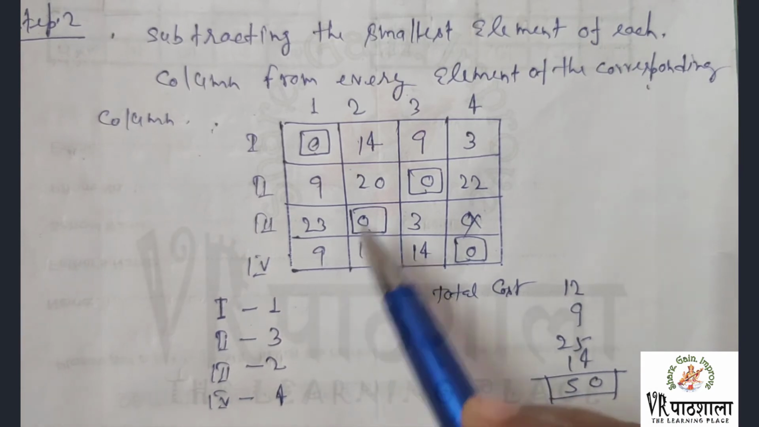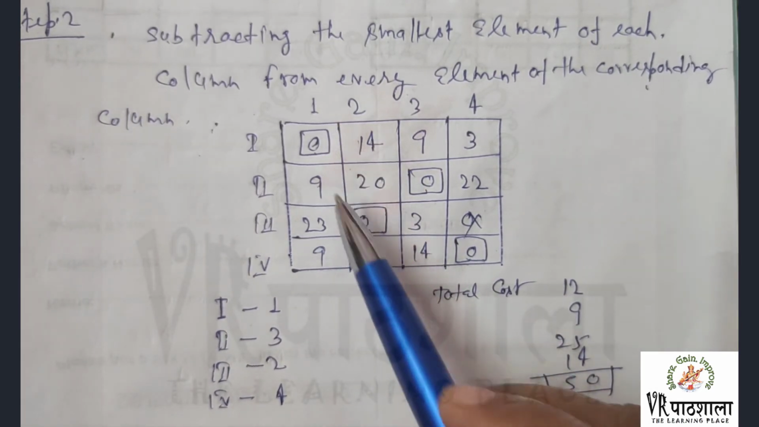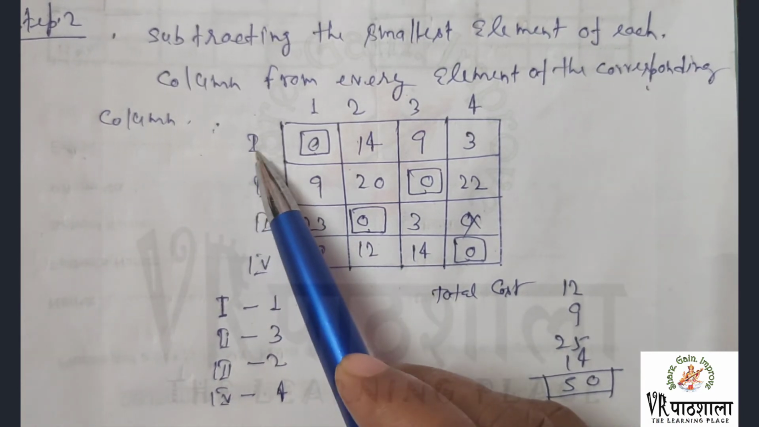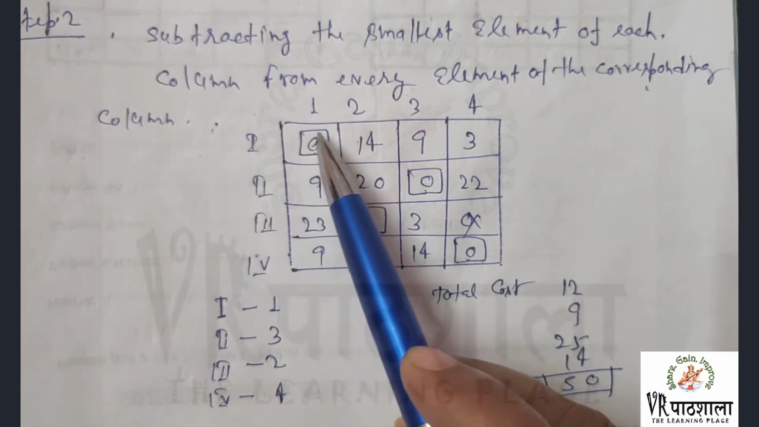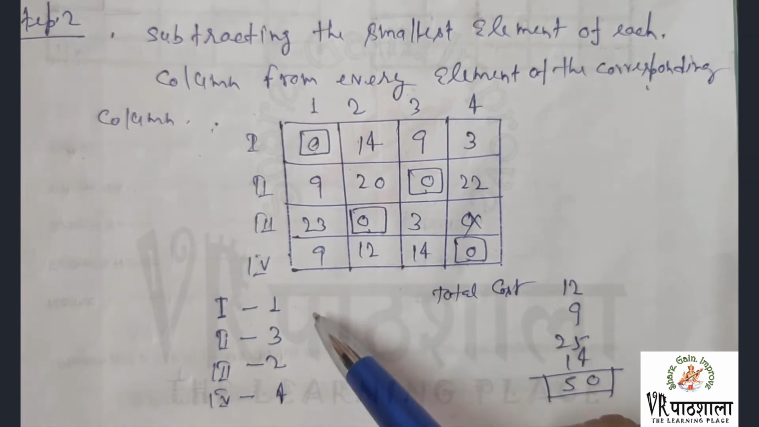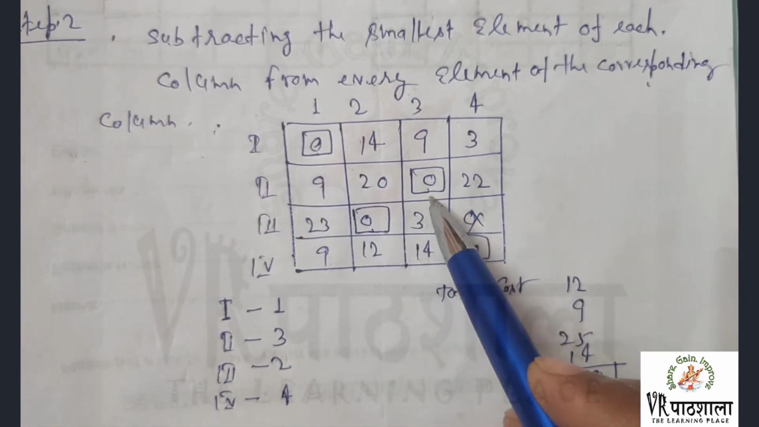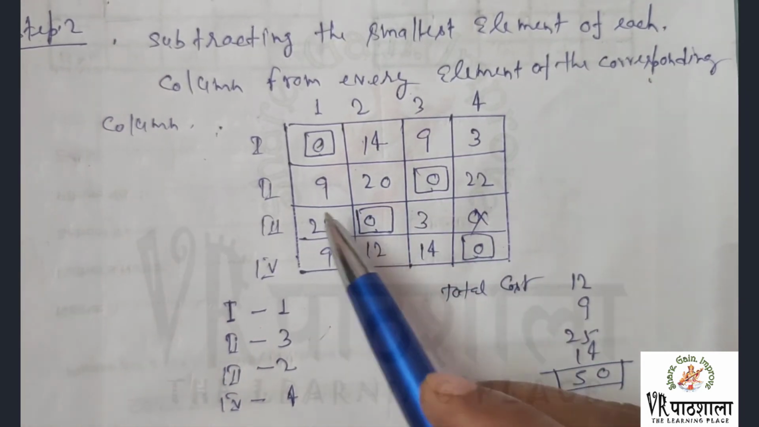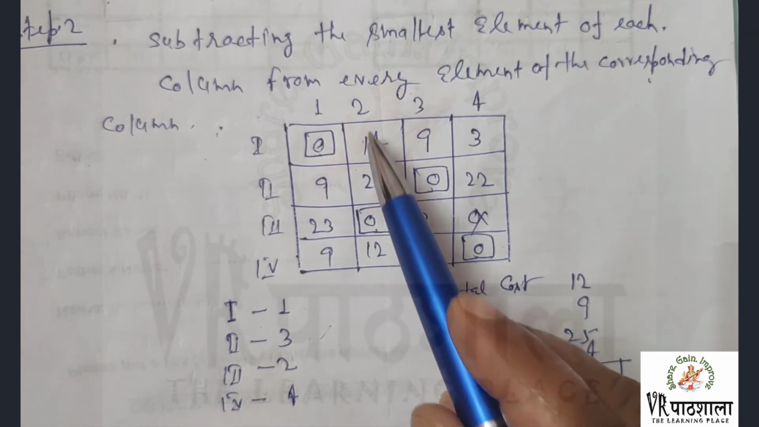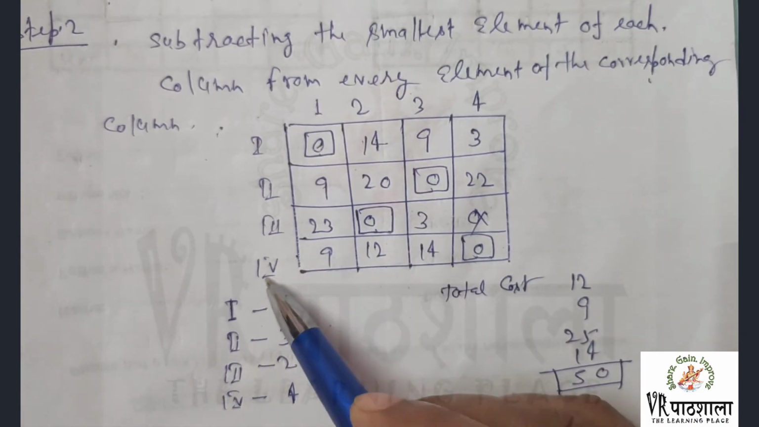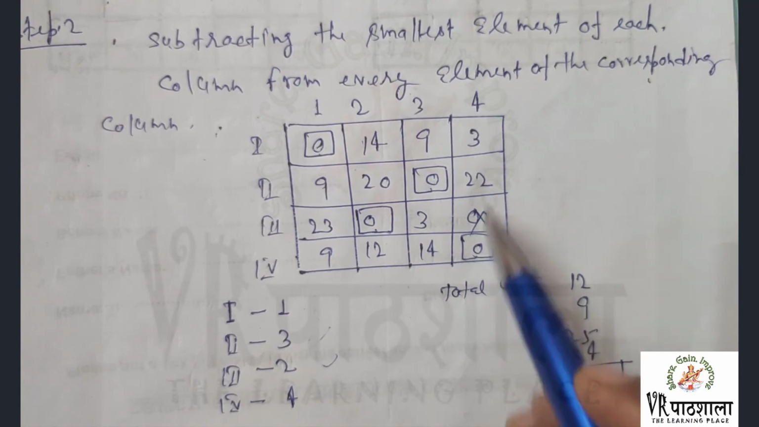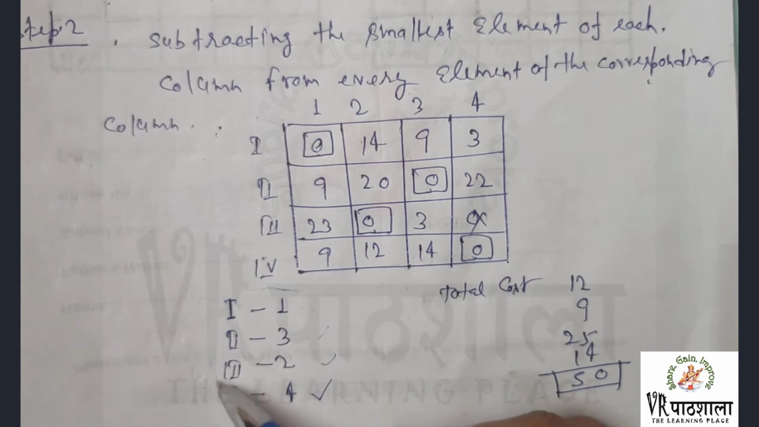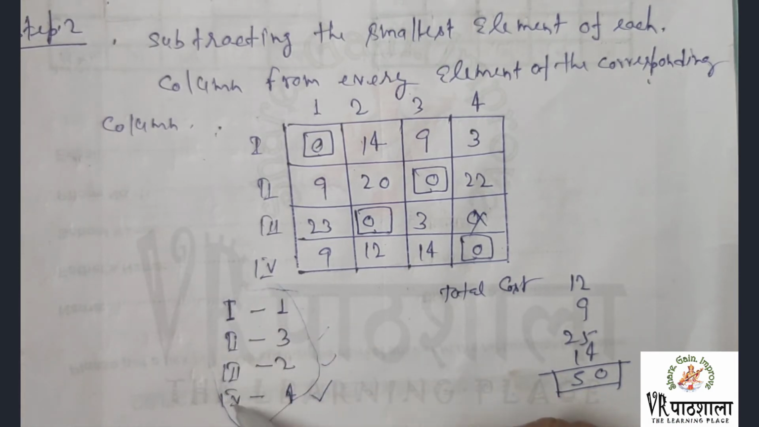Now first we get the optimum sequence. The first person goes for the first job. The second person goes for the third job. The third person goes for the second job, and the fourth person goes for the fourth job. So this is the optimum sequence.